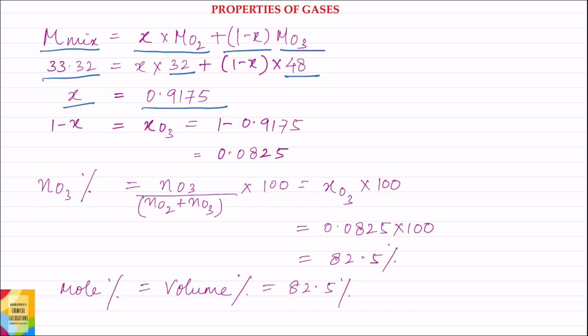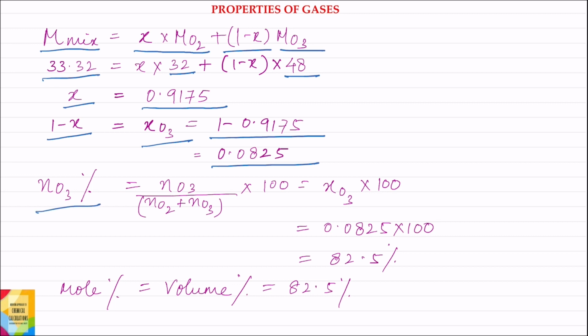So the mole fraction of ozone will be equal to 1 minus X. So 1 minus X is equal to the mole fraction of ozone, and this is equal to 1 minus 0.9175, which is equal to 0.0825. So this is the mole fraction of ozone.